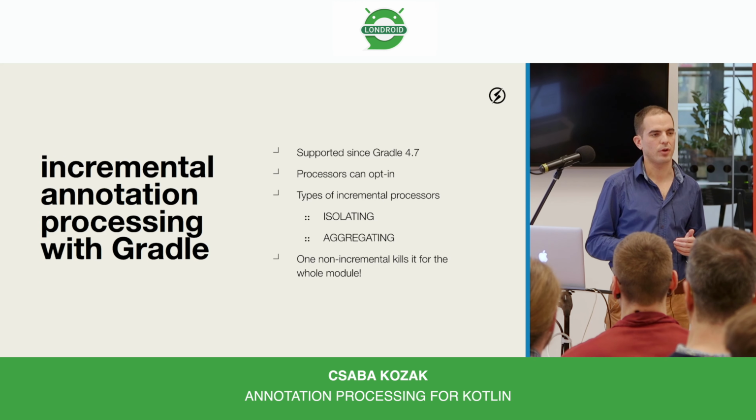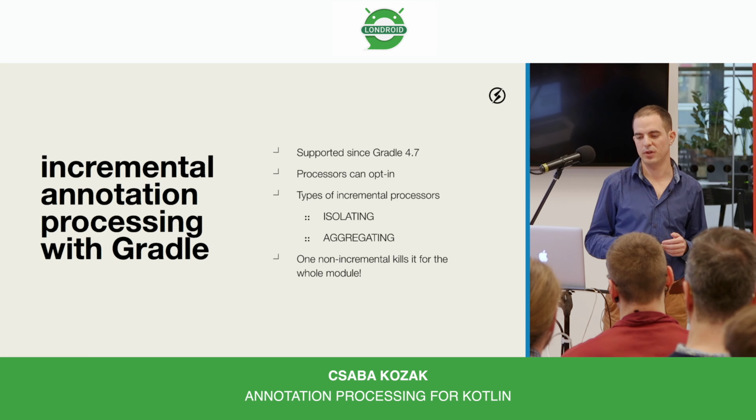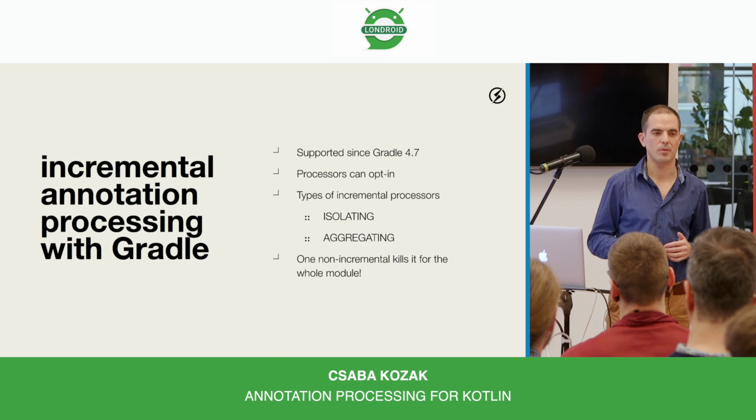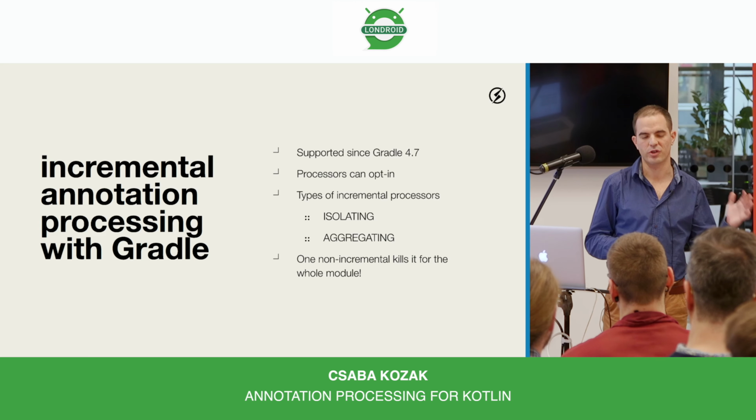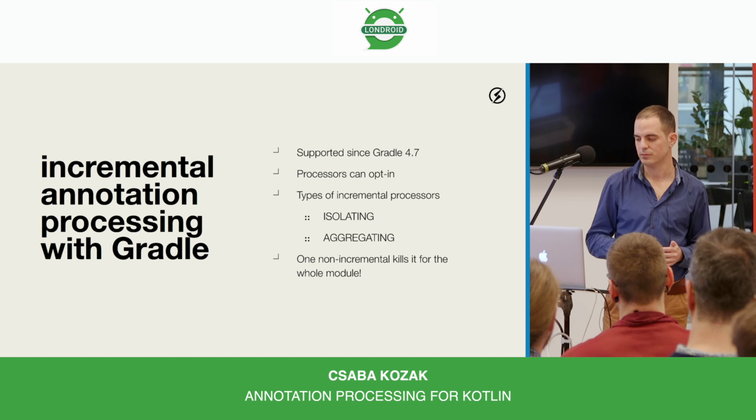The other type of incremental processor is aggregating. This means it can look at multiple source codes and then generate one source code from it. For example, if you still have a dependency injection framework like Dagger, this means that it could generate a dependency injection graph based on several classes.